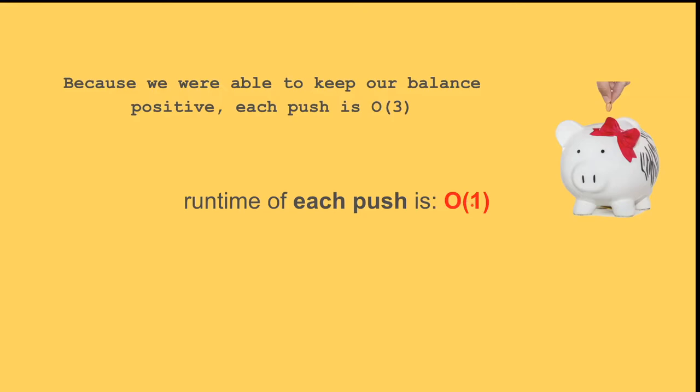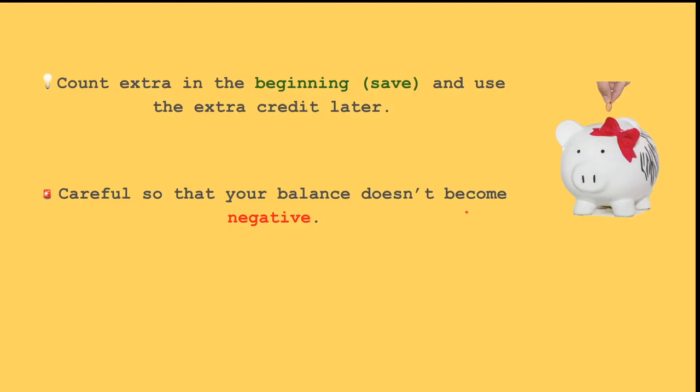And again, please be that person that corrects everyone and says, no, amortized runtime of each push is O of 1. And as a summary, you need to count extra in the beginning and then save and use the extra credit later. That's the banker's method. And be careful so that your balance never becomes negative.